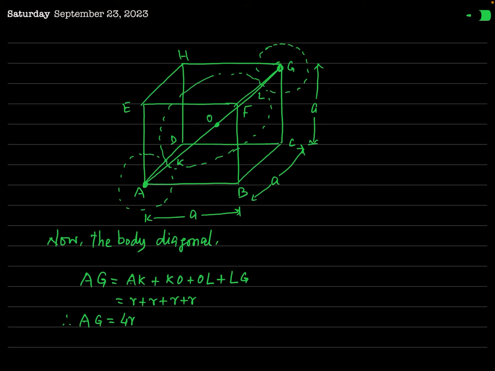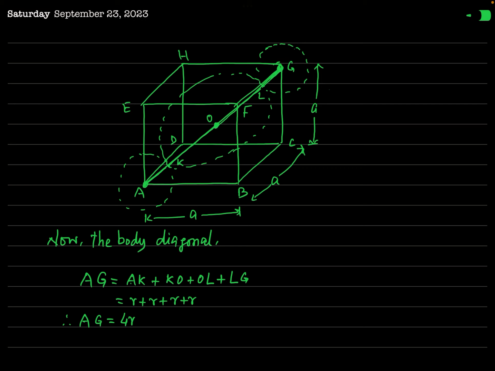And this bigger dotted sphere represents the atom situated at this center. So you can see the figure. This AK is the radius of the atom situated at corner A, and similarly this GL is the radius of the atom situated at the corner G, and OK and OL, these are the radii of the atom situated at the center of the cube.